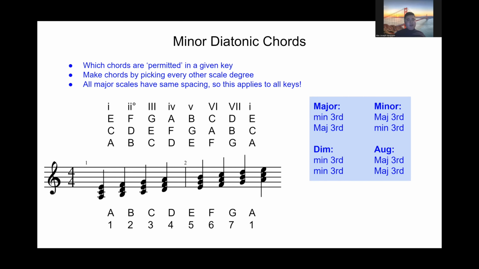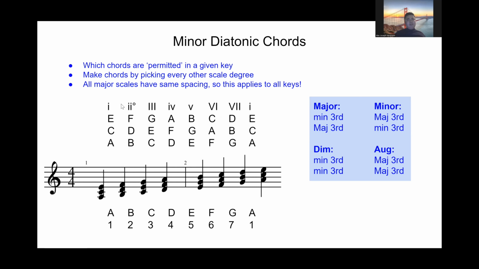So let's look at the minor version of this. We can do the same thing. I did A minor here for simplicity. You can see that A minor, D minor, and E minor for 1, 4, and 5 are minor. 3, 6, and 7 will always be major, and 2 will always be diminished.